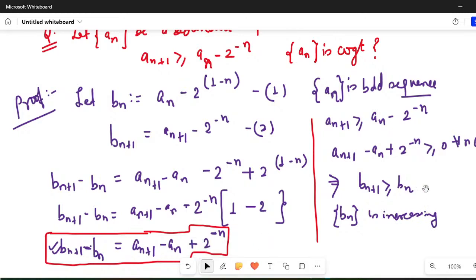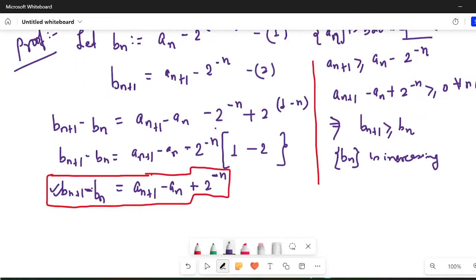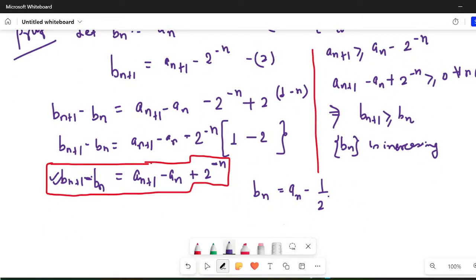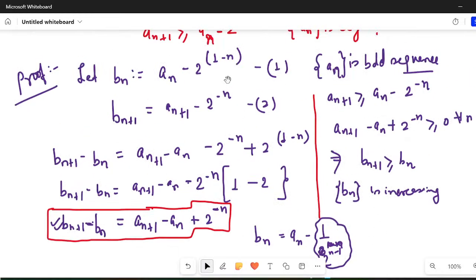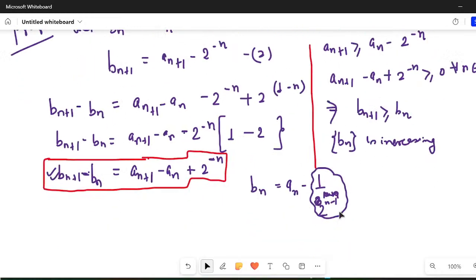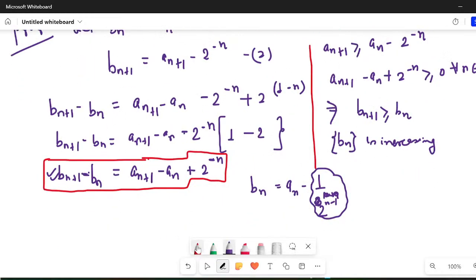Now, what has been given to you? It has been given that an is a bounded sequence. So I can write that my bn, which is given by an minus 1 upon 2 to the power, I think this was 1 minus n. Now think about this. So this will be, I think, 2 raised to power 1 minus n. If I write 2 raised to power 1 minus n as 1 upon 2 raised to power n minus 1, I don't think it should trouble you at all.